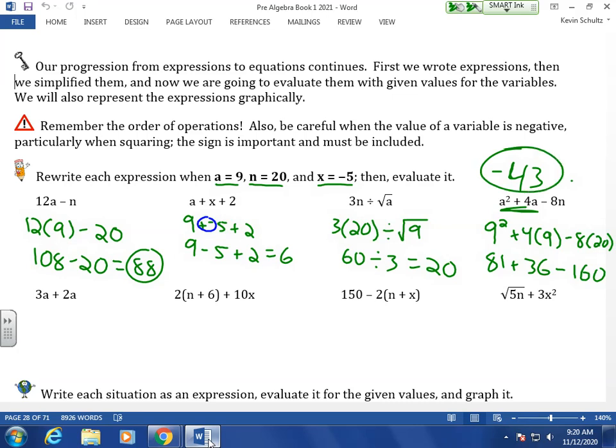Second, any issues with the top row? Anything you want to talk about? Good? Okay. Second row, 3a plus 2a. Those are like terms, right?